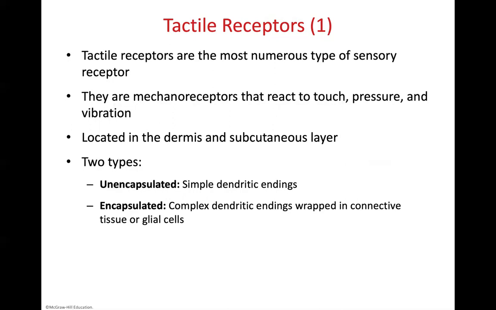There are two types, some that are unencapsulated. These are just simple dendritic endings. Remember that dendrites are the receptive part of a neuron. And they can be encapsulated, and these are more complex dendritic endings that are wrapped in connective tissue or wrapped in glial cells. These tactile receptors are considered general sense receptors because they're located all over the body. They could be exteroreceptors if they're on the surface, or they could be interoreceptors if they're within internal organs.